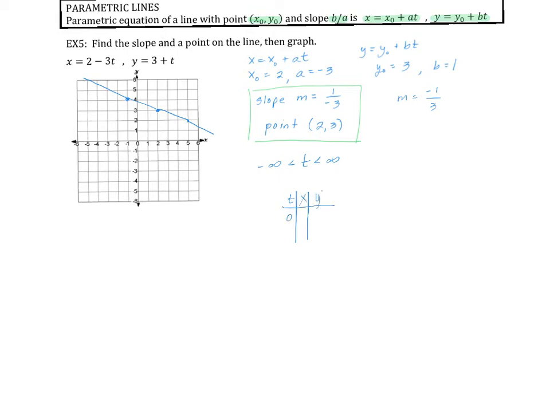and see what happens. So if t is equal to 0 in my parametric equation, I'm passing through the point 2, 3. If t is equal to 1, then I'm going to be going in the upward direction. So if t is equal to 1, we have an x value of negative 1, and we have a y value of 4. So it looks like this is generated upward and to the left.